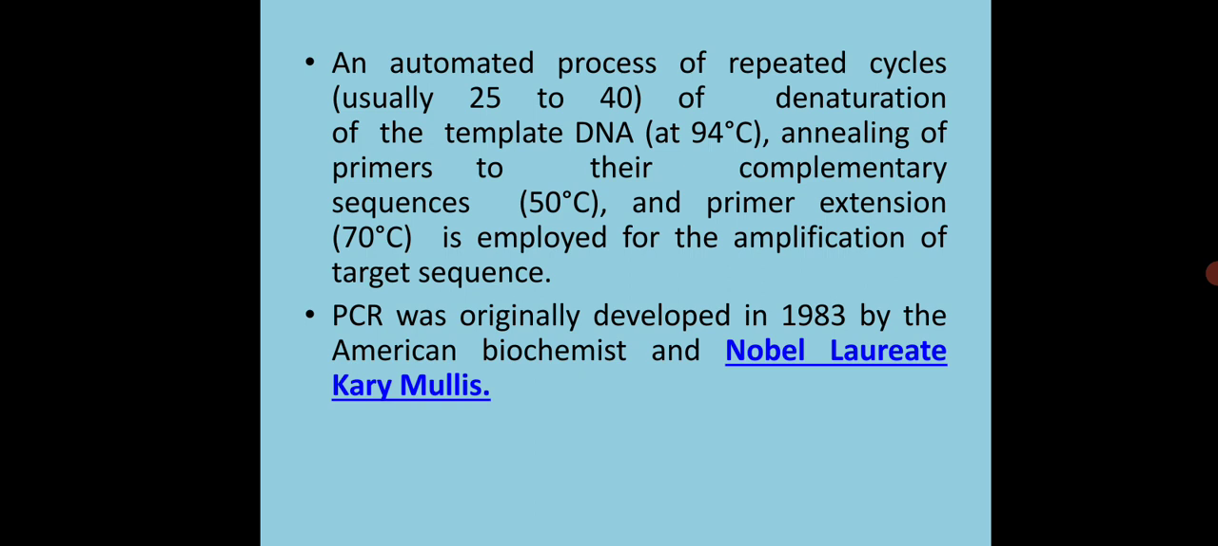So it is an automated process of repeated cycles, usually 25 to 40, of denaturation of the template DNA, annealing of primers to their complementary sequences, and primer extension. These three steps happen at different temperatures employed for amplification of the target sequence. PCR was originally developed in 1983 by American biochemist and Nobel laureate Kary Mullis.